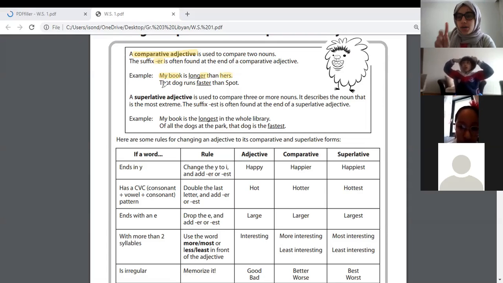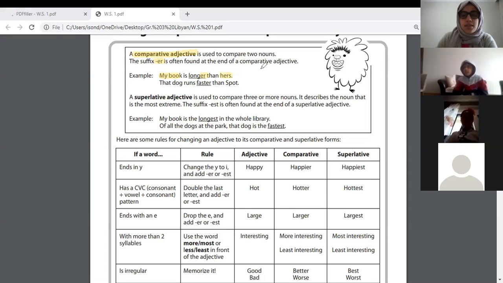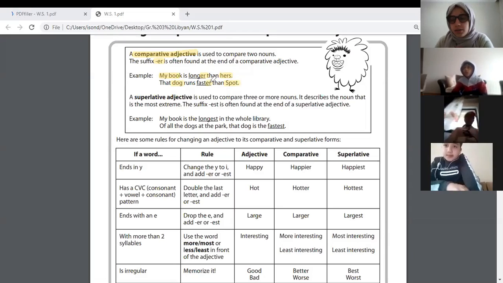Second example is, the dog runs faster than Spot. Spot is a person. It's a name of a person. So we're comparing between the dog and Spot, the person. And we also added ER here. So we are saying that someone is faster than the other.